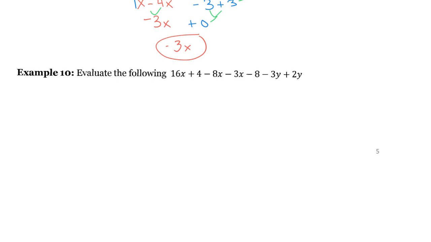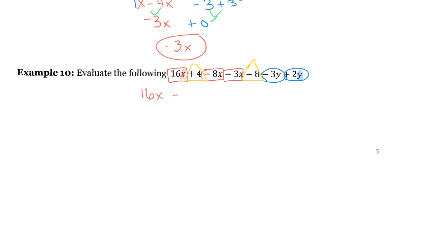What do you notice that's a little different about example 10? I notice that there's 2 variables. So if there's 2 different variables, like an x and a y, those are not like terms. They have to be the same variable. So now we have 3 different categories here. We have our x's. We have our y's. And we have our constants, which I'm going to use a triangle for. Okay, so we're going to be combining those 3 separate things.